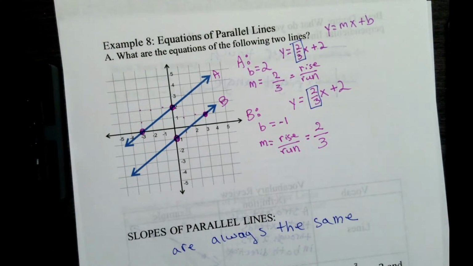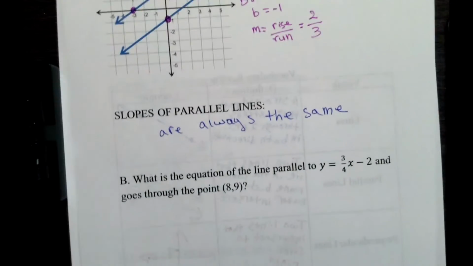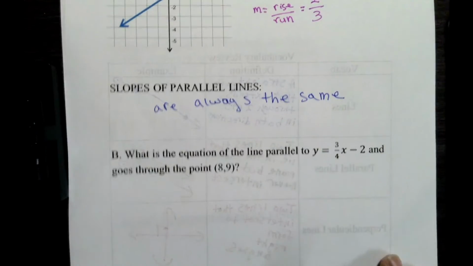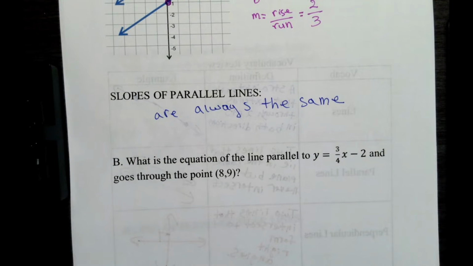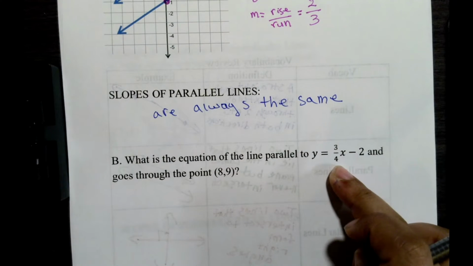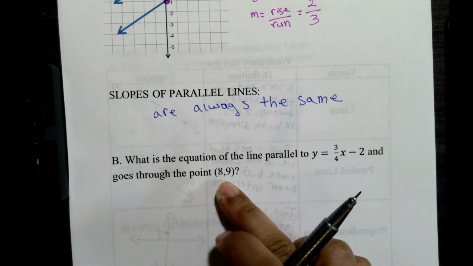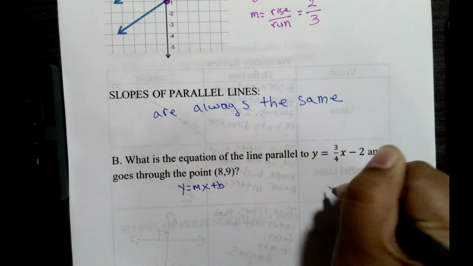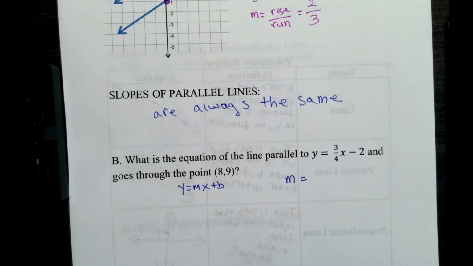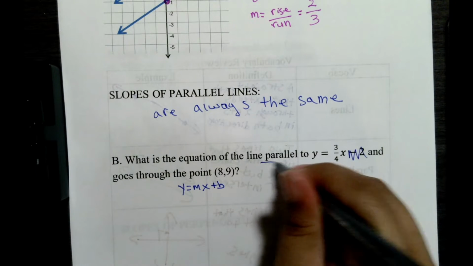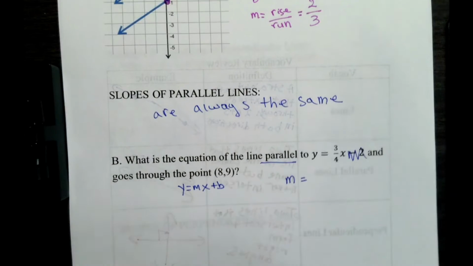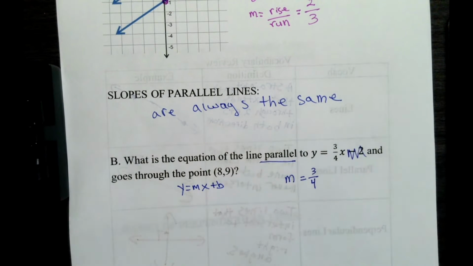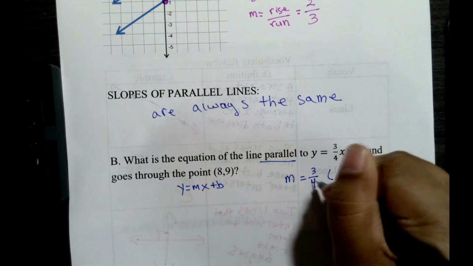What's the equation of the line parallel to this and goes through point (8, 9)? Well, we know our formula, y equals mx plus b. We know our m. We don't care about this part. When we say parallel, we care about the slope. It has to have the same slope, so that's our slope. Then it gives us the point (8, 9), which means this is our x and this is our y. Now, we just plug in what we know and solve.